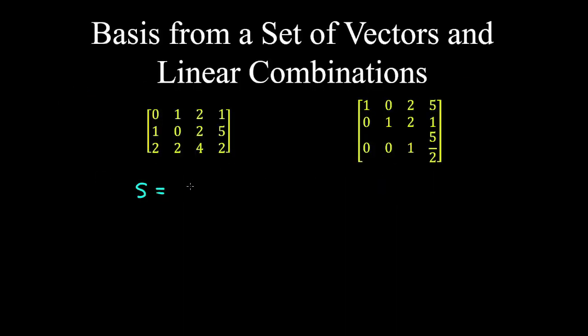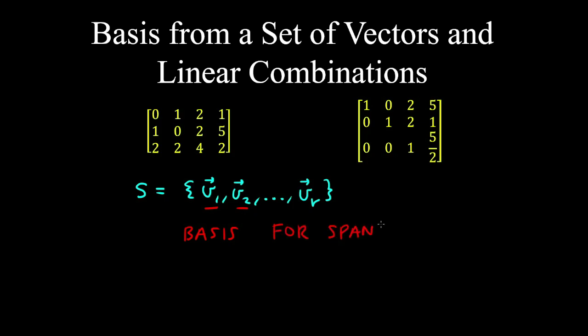Suppose we have a set of vectors being v1, v2, up to some vector vr, and we want to find a subset of these vectors that forms a basis for the span of S. And we want to express the vectors not in that basis, so the other vectors, as a linear combination of the basis vectors.